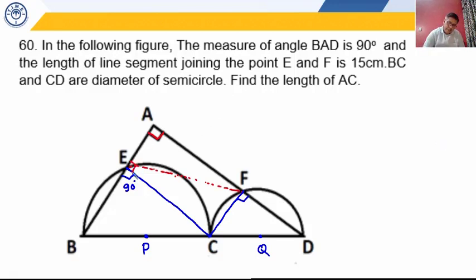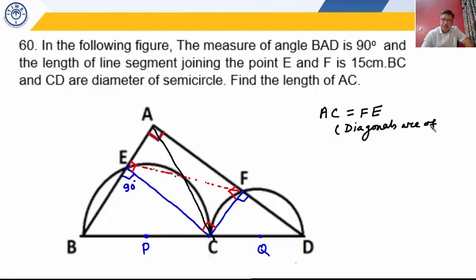So 90, this is again 90, 90, this is again 90. So 90, 90, 90, so the remaining angle is also 90. And can I say AFCE is a rectangle whose diagonals are of equal length? So if AFEC is 90, 90, 90, 90, a rectangle, the diagonals must be equal. Can I say AC must be equal to FE? Yes or no? AC and FE are diagonals. Diagonals are of equal length. So AC is equal to 15 centimeter.